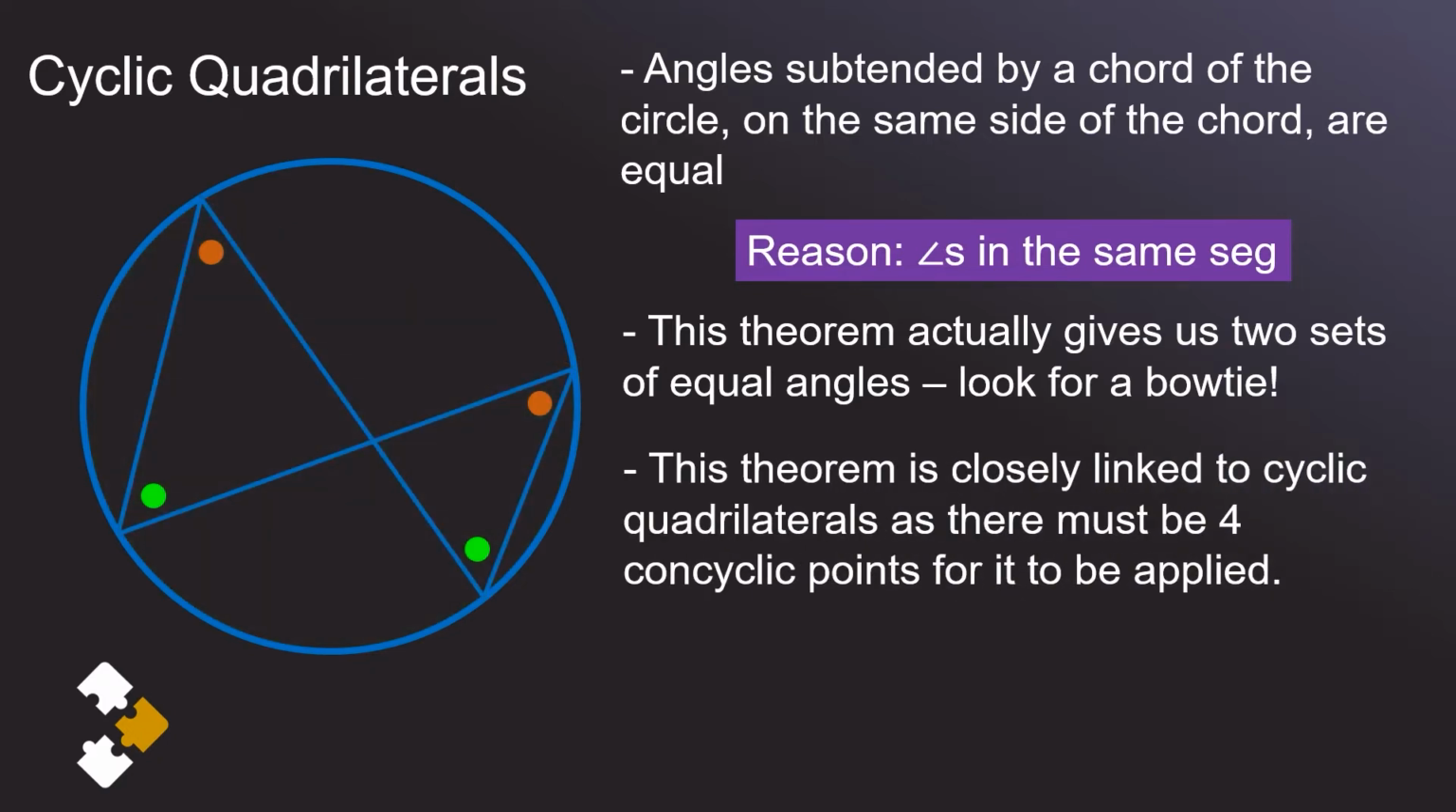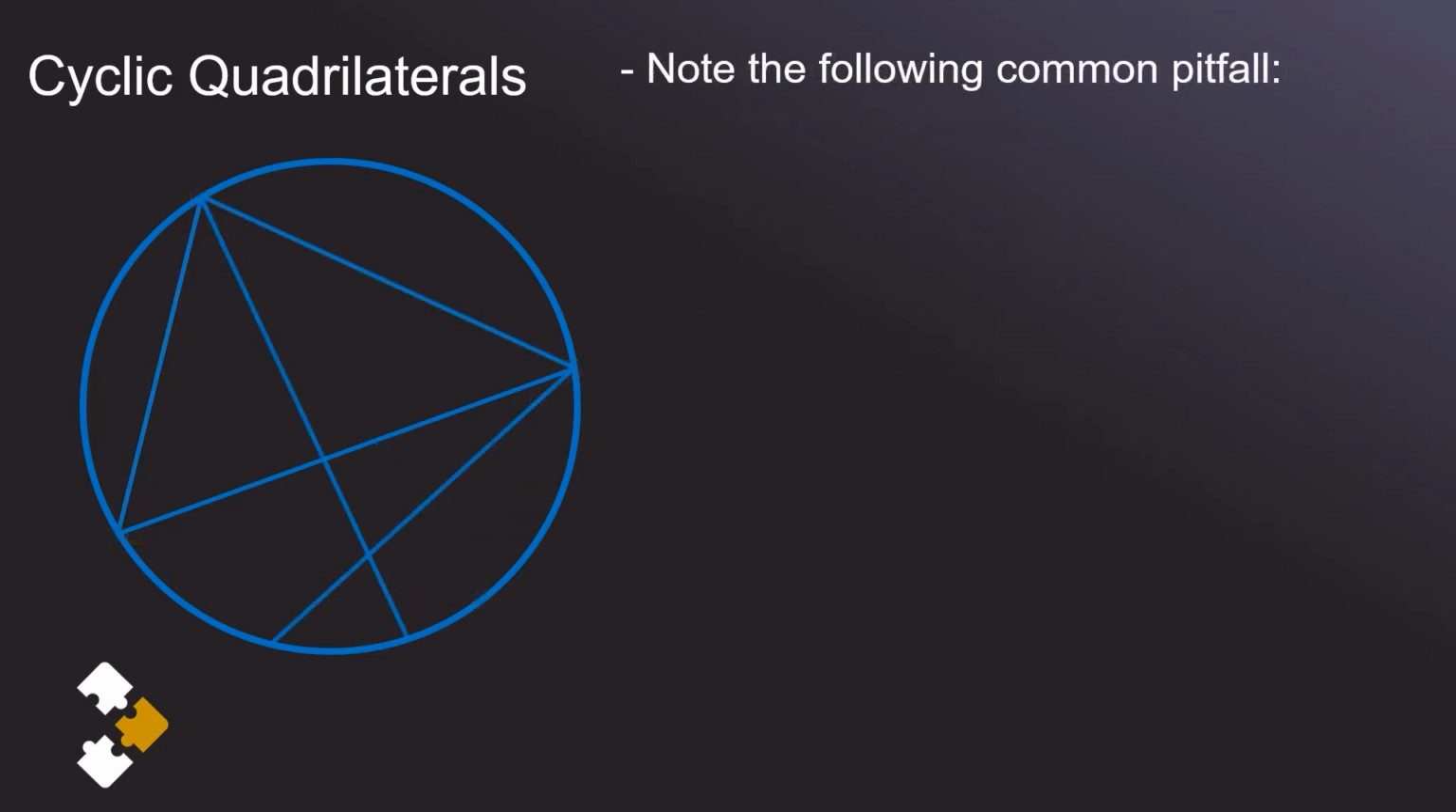Now this theorem, as I did state, is very closely linked to the cyclic quadrilaterals, and it's because of the 4 concyclic points. Okay, so if I've got this bow tie here, and I actually just go join the points in that fashion there, then I do end up with the cyclic quadrilateral. And very often, as I did state, we'll end up using this theorem when we do have a cyclic quadrilateral with the diagonals drawn. Now here, a word of warning. Make sure that you don't fall for the following pitfall.